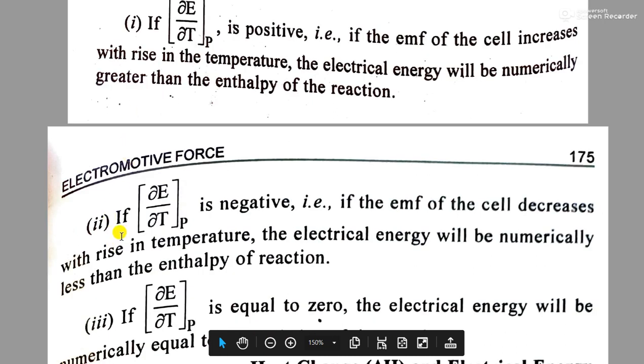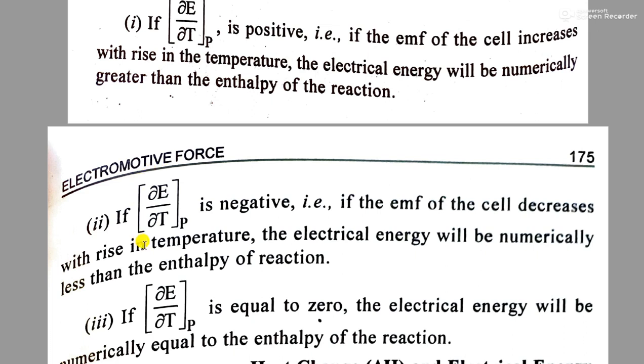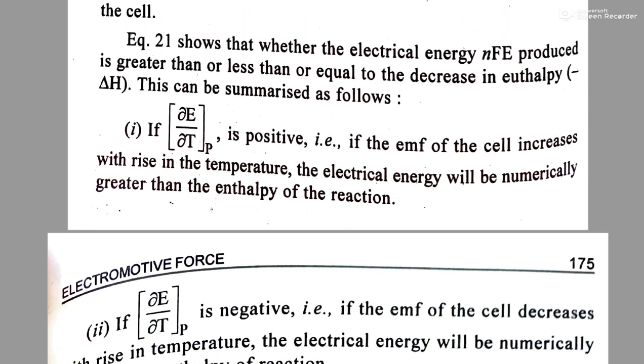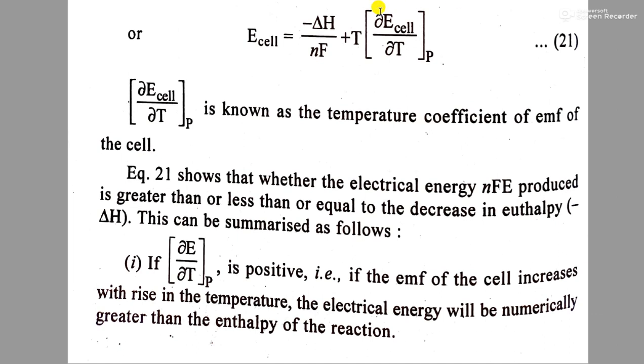Now let us see the second condition. If this temperature coefficient, that is dou E by dou T at constant pressure, is negative, it means that the EMF of a cell decreases with rise in temperature, that is, the electrical energy will be numerically less than the enthalpy of the reaction. That you can understand from this expression. Here, this term is less than the enthalpy of the reaction.